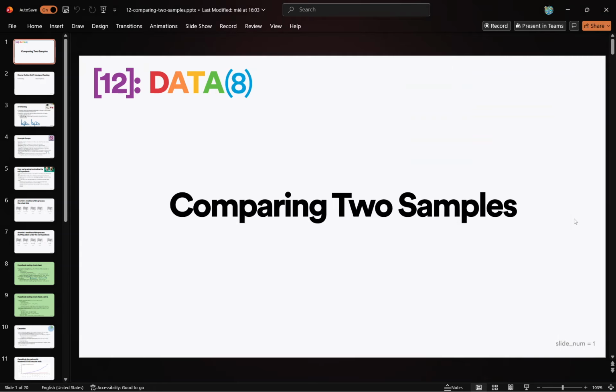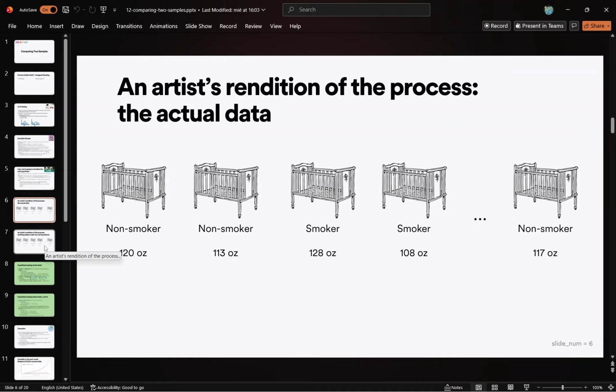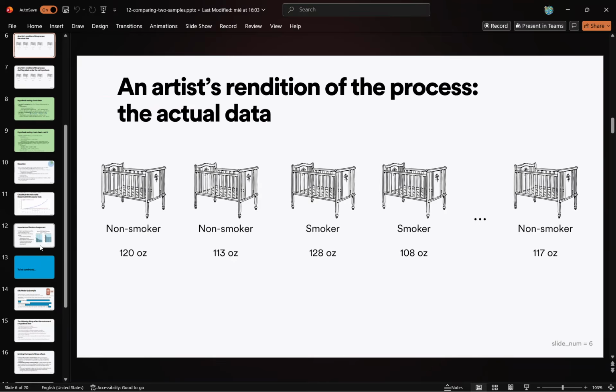All right, so the topic of chapter 12 is we've got two samples. Like we've got one group of people and another group of people. And we're not really sure if the data that we're collecting on each of them is the same. For example, baby weights. So let's do a different example and practice the same thing.